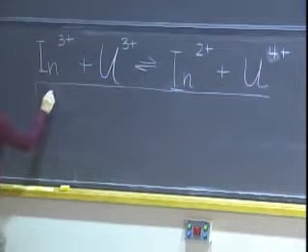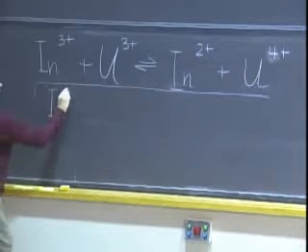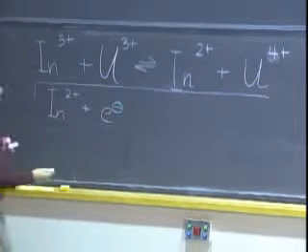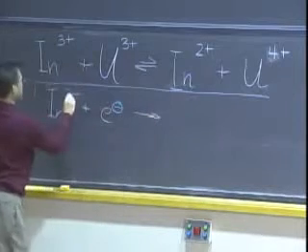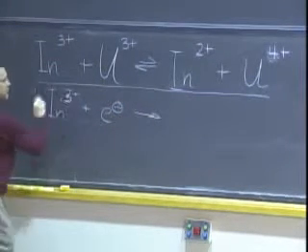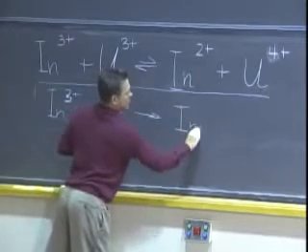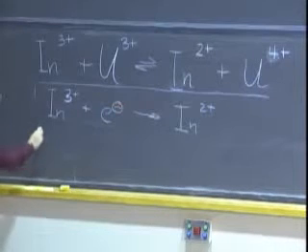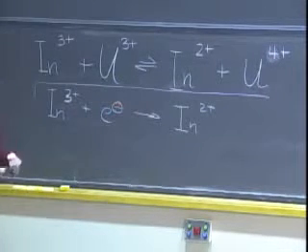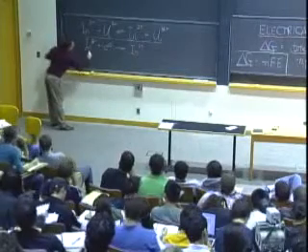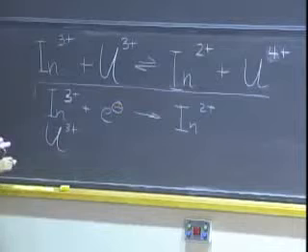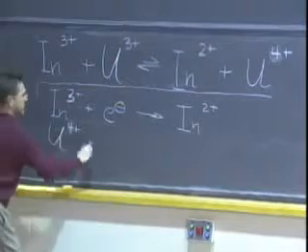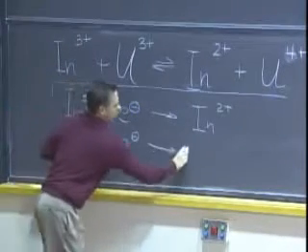One of these half reactions is simply indium 3+ plus an electron going to indium 2+. And similarly, over here we have uranium 4+ plus an electron going to uranium 3+. I'm writing both of these as reductions, as you will find them in the table.